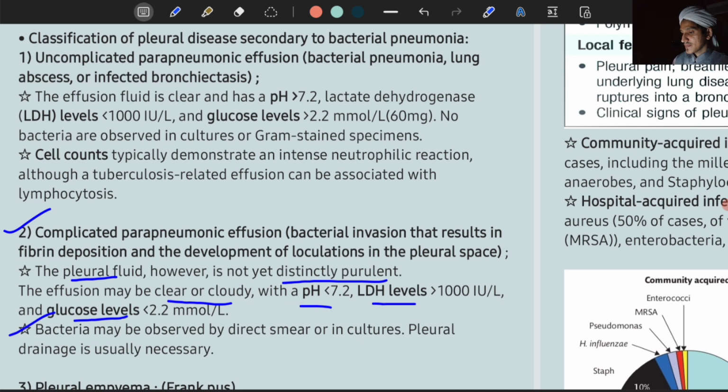And in these cases, pleural drainage is usually necessary. So pleural drainage is necessary in complicated parapneumonic effusion and empyema. Remember, in small effusions with uncomplicated parapneumonic effusion, just treating with antibiotics is enough. But if there is effusion and it is complicated or it is empyema, then you should have drainage also along with antimicrobials.